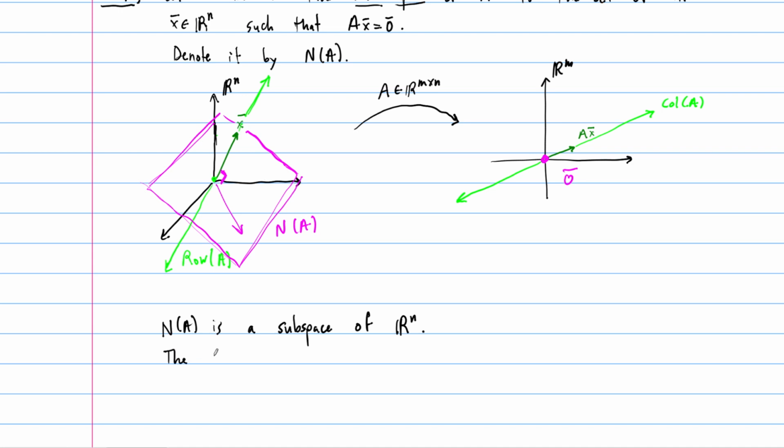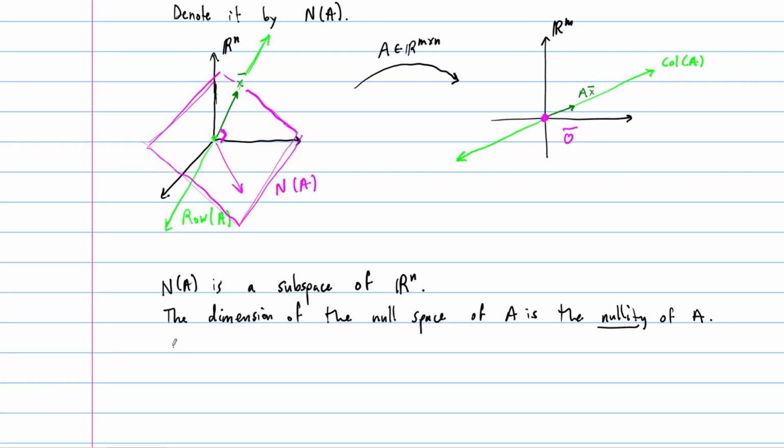So the dimension of the row space is the rank, right? The dimension of the row space is the rank, and the dimension of the null space of A is called the nullity of A. This is denoted by lowercase null of A, and that is, again, the dimension of N of A, the dimension of the null space.